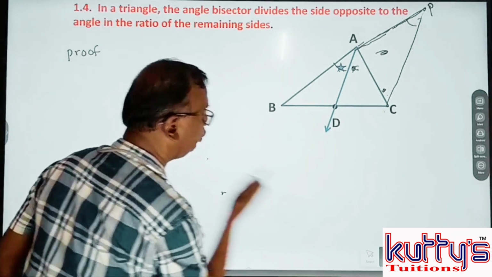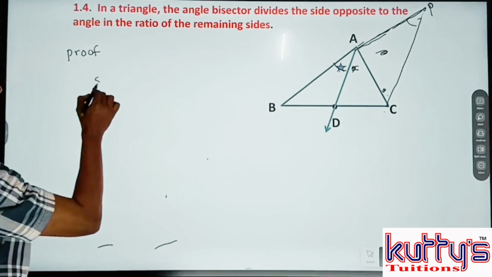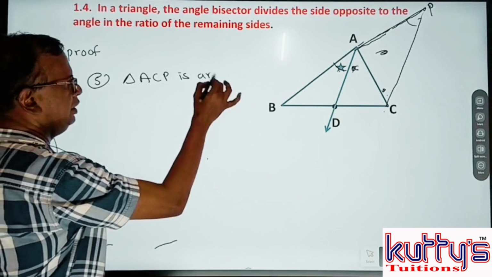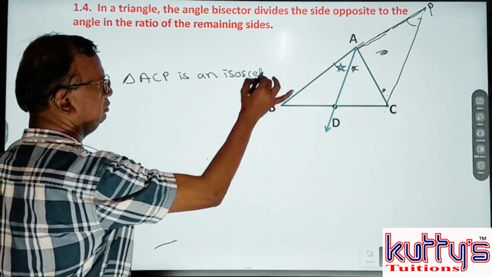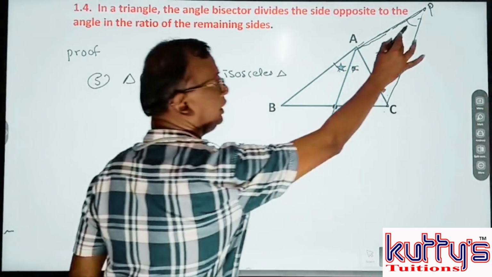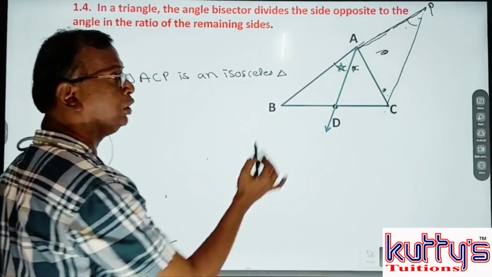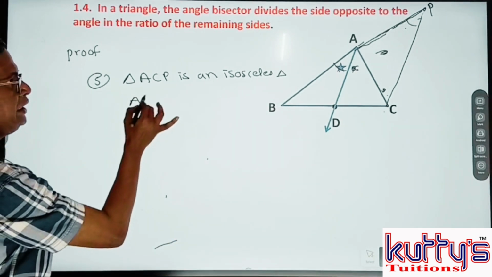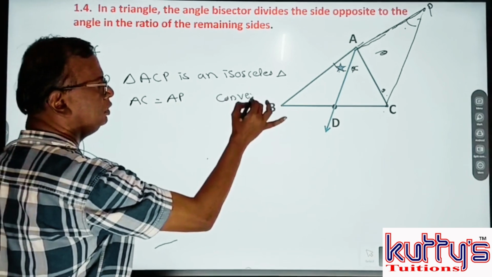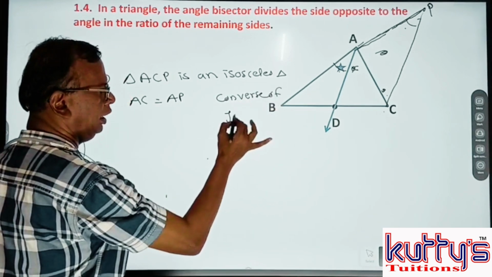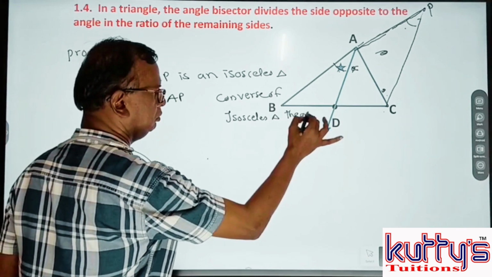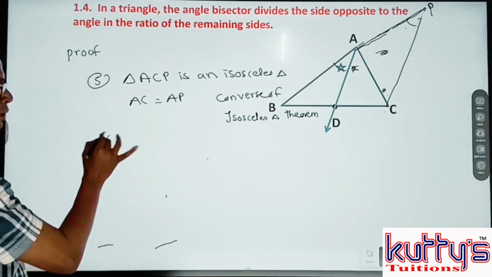Now see the fifth step, friends. These two angles are equal, so we can say triangle ACP is an isosceles triangle. Therefore, if the angles are equal, the opposite sides are also equal. So I can say AC is equal to AP. Reason: converse of isosceles triangle theorem.